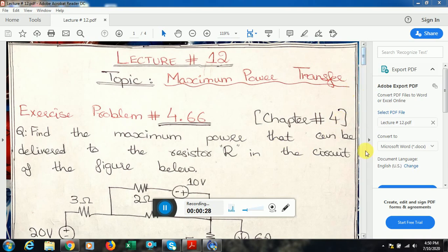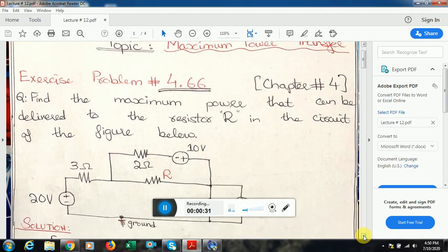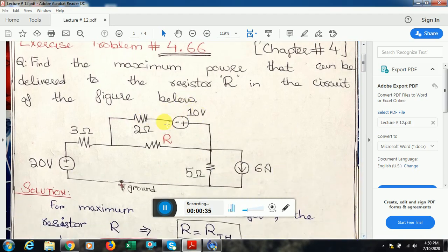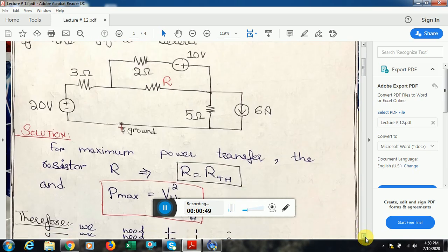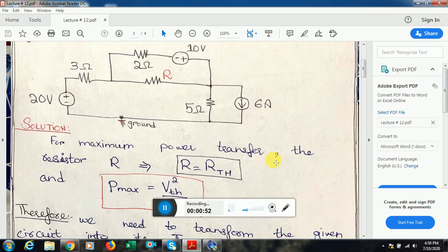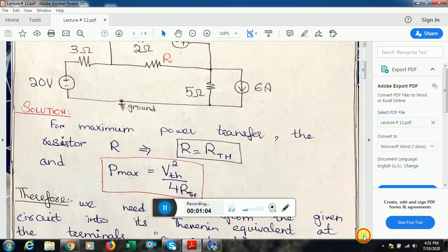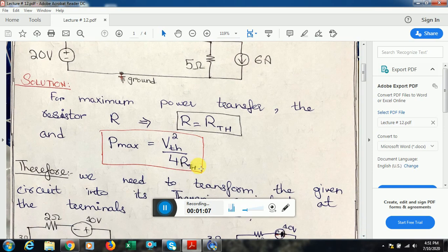4. So in the first question, which is problem number 4.66, we are given a circuit over here. We have three sources in the circuit and we have to find the value of R for which the maximum power can be transferred in this circuit. For maximum power, you know that the maximum power transfer takes place when this load resistor or unknown resistor is equal to the R Thevenin provided by this circuit, and P max is found by this equation, that is P max is equal to V Thevenin square divided by 4 R Thevenin. So in this scenario we now have to find R Thevenin and V Thevenin.